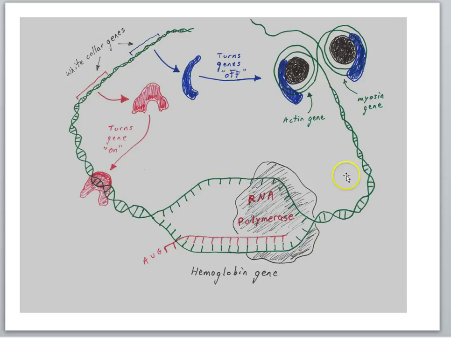So what we have here is a picture in the immature red blood cell. So this cell will specialize into a blood cell because the hemoglobin gene has been turned on and the actin and myosin genes, those are muscle genes, have been turned off. But what we're seeing here is the operation of white collar proteins. Some white collar proteins can turn genes off, for example, by wrapping up, and other white collar proteins can turn genes on, binding to DNA and helping RNA polymerase do its job.